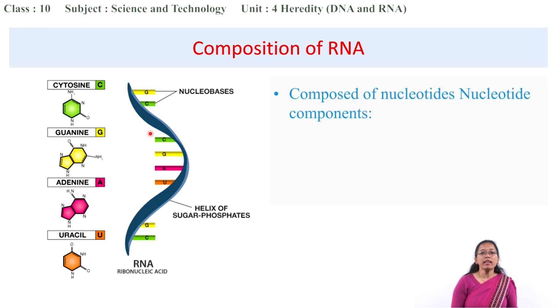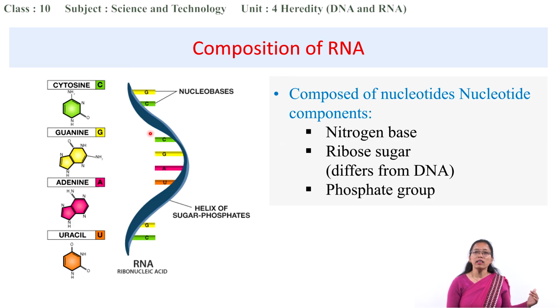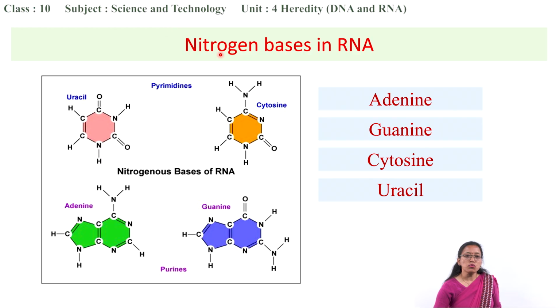Now, what is the composition of RNA? The RNA is composed of many nucleotides. Already you know that it is a polynucleotide. It also contains a nitrogen base, ribose sugar and phosphate group. In the case of DNA there is deoxyribose sugar, here it is only ribose sugar; other composition is similar. Instead of thymine there is uracil, along with cytosine, adenine, guanine. These are the 4 nitrogen bases present in the RNA.